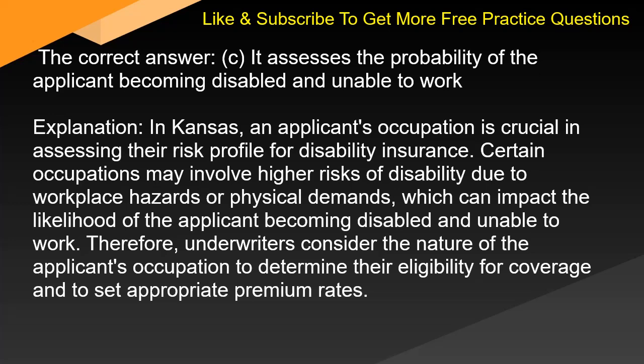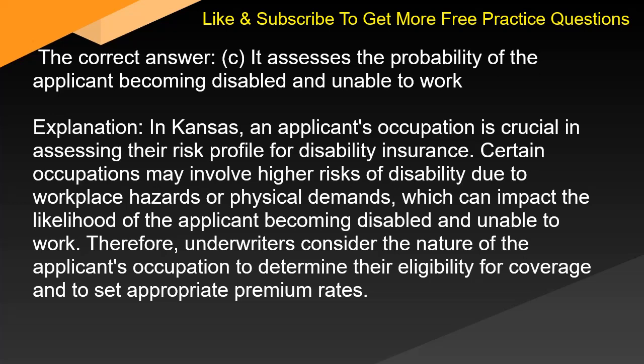The correct answer, C. It assesses the probability of the applicant becoming disabled and unable to work. Explanation. In Kansas, an applicant's occupation is crucial in assessing their risk profile for disability insurance. Certain occupations may involve higher risks of disability due to workplace hazards or physical demands, which can impact the likelihood of the applicant becoming disabled and unable to work.